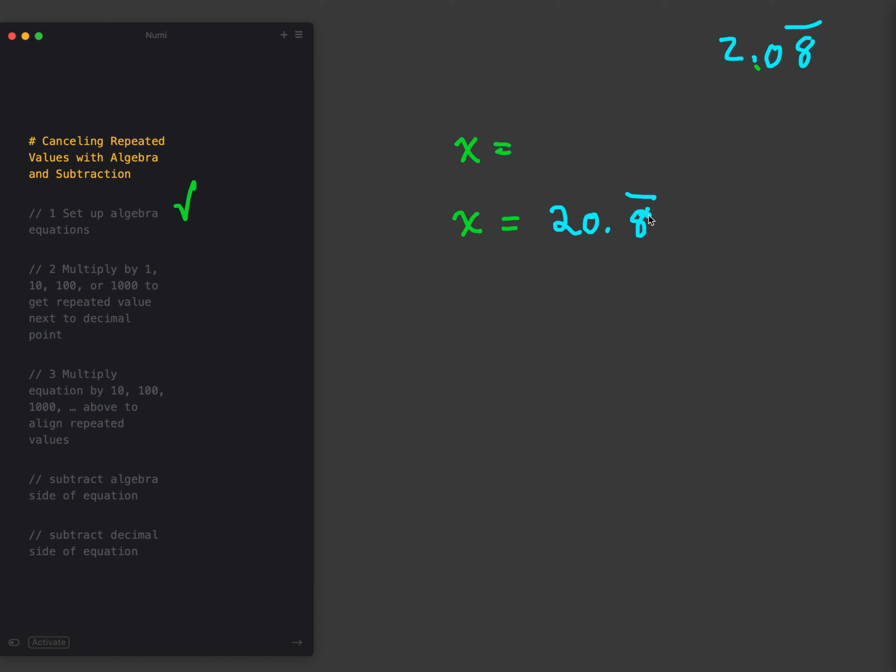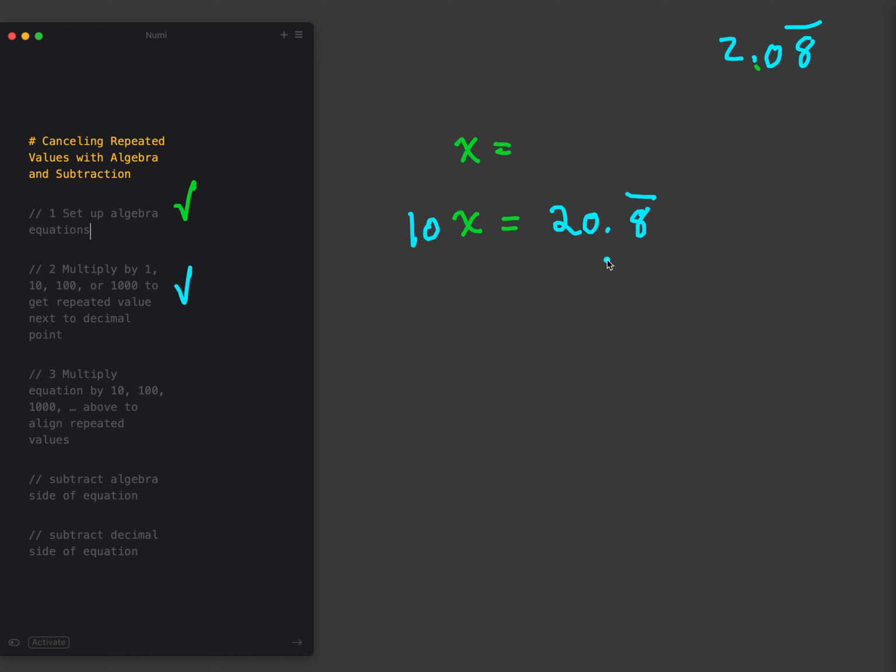20.8 repeated. All right. Now, whichever number I multiplied by, in this case it was 10, I'm going to put over here on the left-hand side of my equation. So this ends up being 10 times x is 20.8 repeated. Okay, so the next step is we need to multiply the equation by 10, 100, or 1000 above to align the repeated values. And so in this case, if you look, we can just multiply by 10 again because it's just one single repeated value.